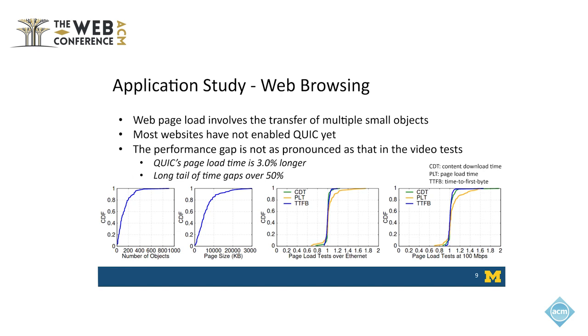Then we downloaded and hosted the websites locally on our own server. The left two figures illustrate the diversity of these test sites. The performance difference is not as significant as that in video streaming. On average, QUIC's page load time is 3% longer than HTTP2's. However, there's a long tail showing that in some cases, the gap can be over 50%.